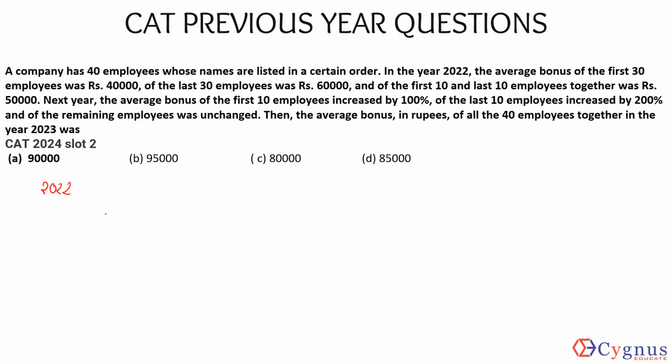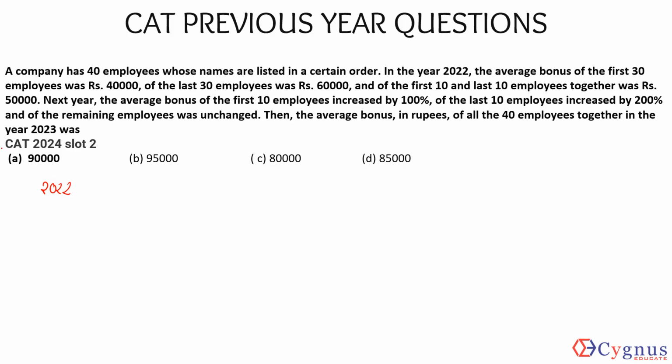Next year, the average bonus of the first 10 employees increased by 100%, of the last 10 employees increased by 200%, and of the remaining employees was unchanged. Then find the average bonus of all the 40 employees together in the year 2023.